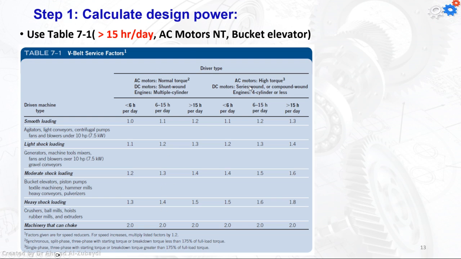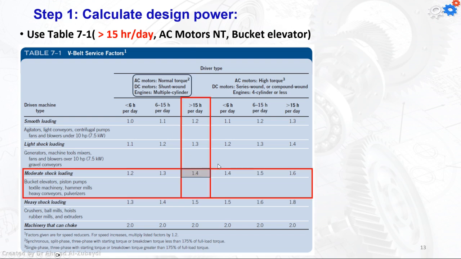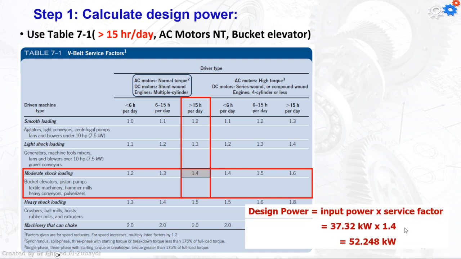We take a look at the columns, and we can see that we have AC normal torque and AC high torque. For our case, it was normal torque, so this should be the one. And it's going to be operating more than 15 hours a day because it's operating for 16 hours a day, and thus the value for the service factor is going to be 1.4. Now from there I can calculate the design power, which is equal to the actual power, or the input power, multiplied by the service factor. So it's going to be equal to 52.25 kilowatt.